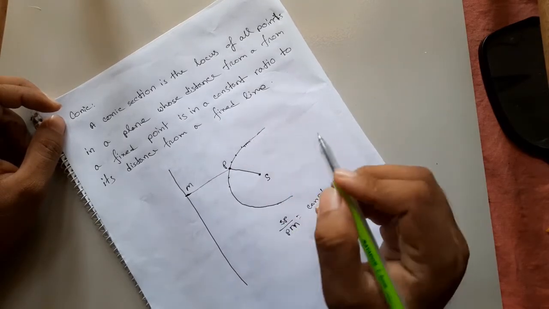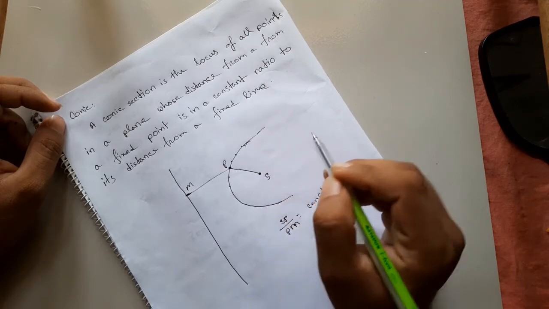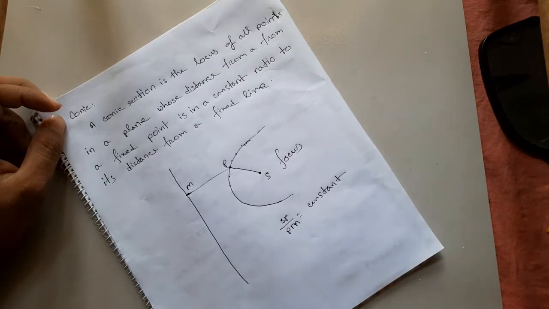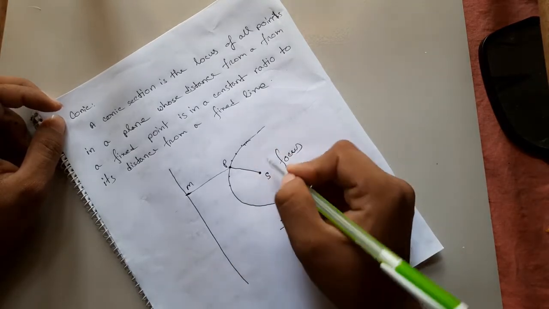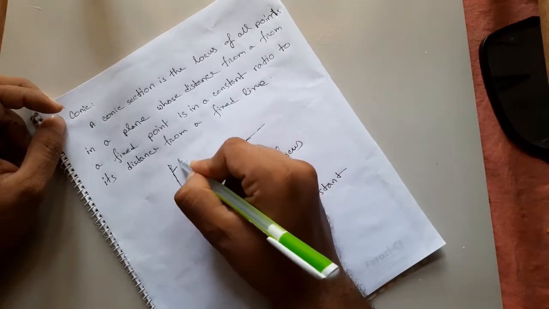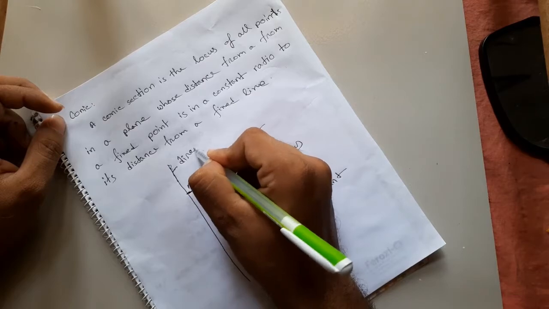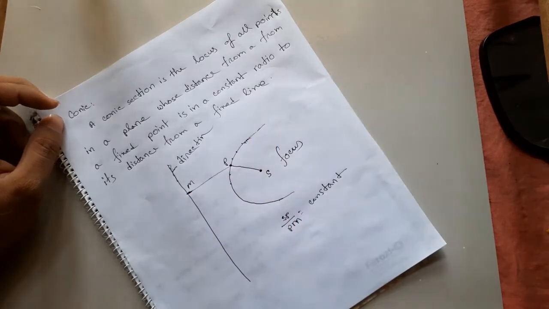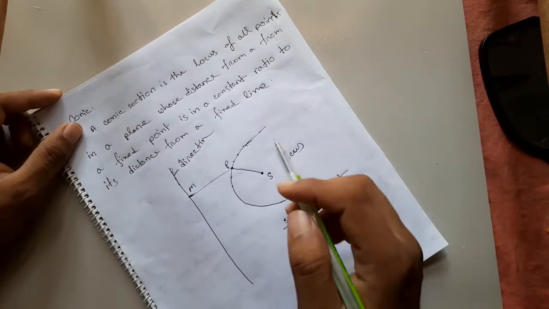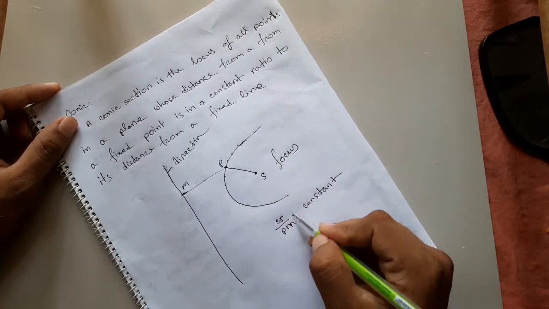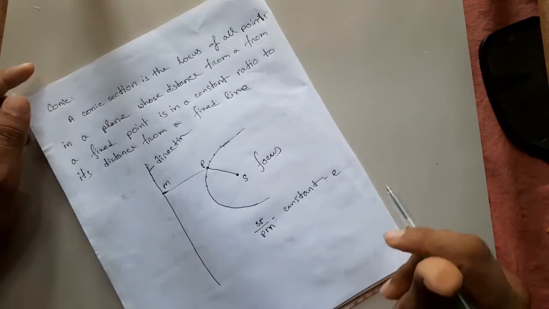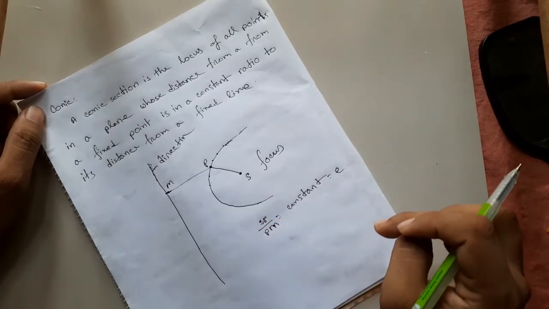This locus is called conic, and this fixed point is called focus. Focus means upakendra. This fixed point is called focus, and the fixed line is called directrix, that means dikakho. And this ratio is called eccentricity. It is denoted by E, eccentricity.